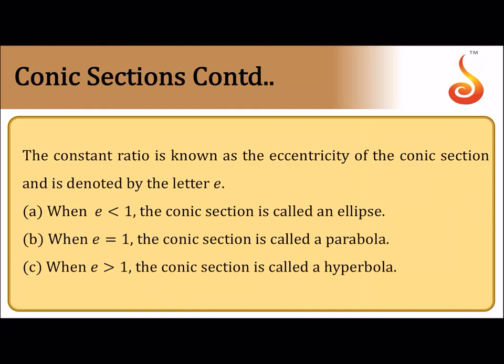So a constant ratio is known as the eccentricity of the conic section. If E is less than 1, it is an ellipse. When E equals 1, it is a parabola. When E is greater than 1, it is a hyperbola.